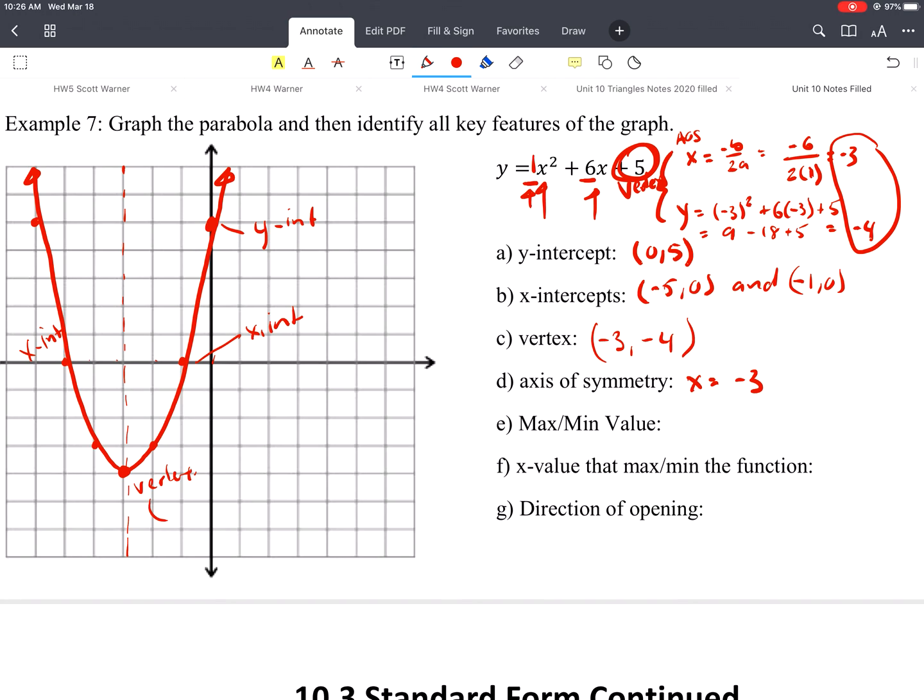Is the vertex a maximum or a minimum? It's a minimum. Oh, and what's its value? Its value would be -4. The x value that maximizes or minimizes the function, well, that's the -3. It's what you need to plug in for x to give you that minimum. Okay? And then direction of opening here is up, or you could write down concave up. Either way would be fine.